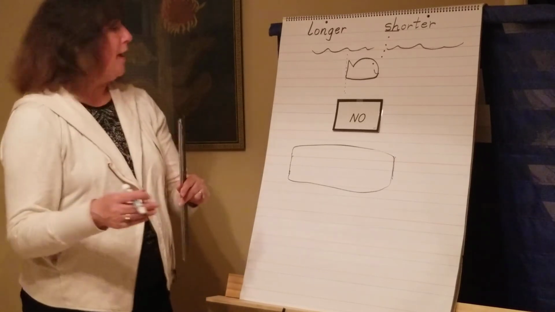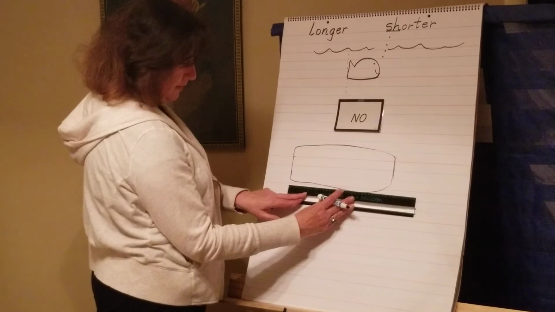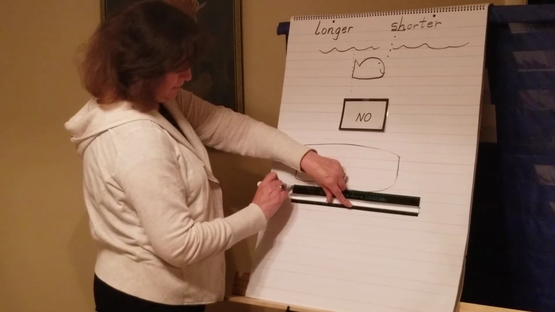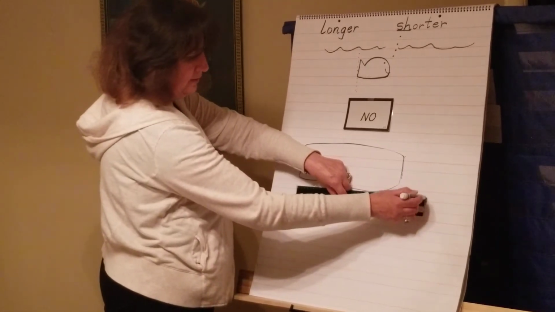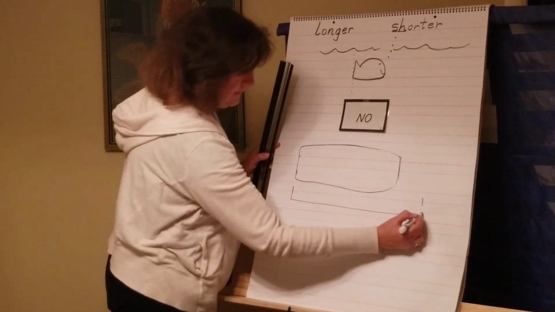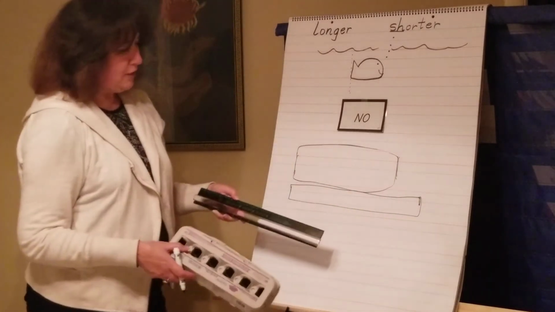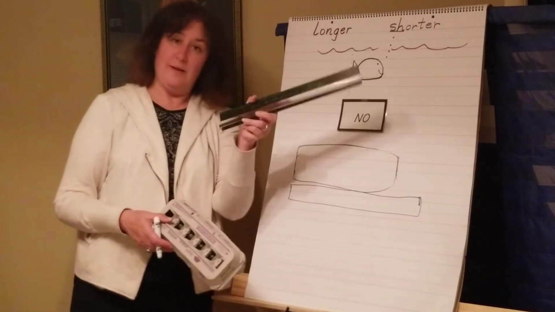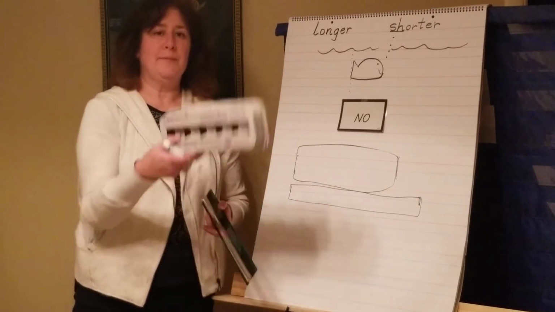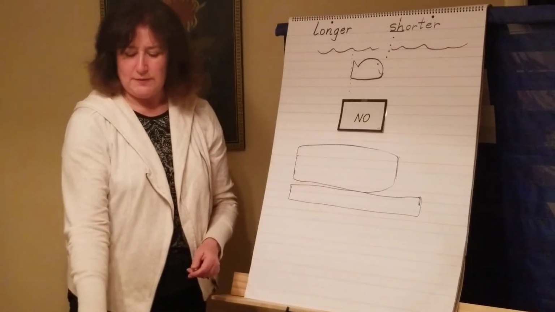Let's find out. I'm going to line them up side by side. Remember, I have to make sure that they're even Steven. And look at that. If I mark here's the beginning of this one, and it goes right to here. Whoop, that was the beginning and end. So which object was longer? Yeah, the ruler. Which object was shorter? The egg carton. Excellent.